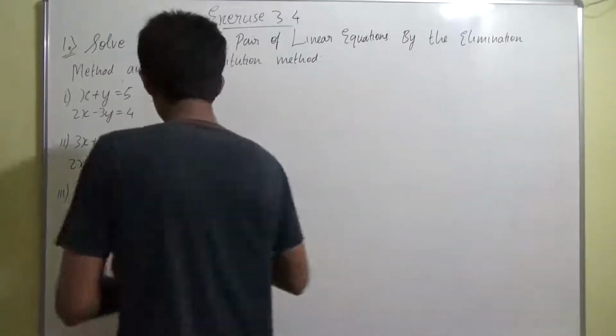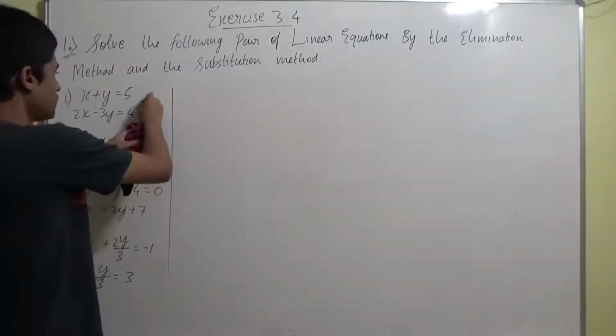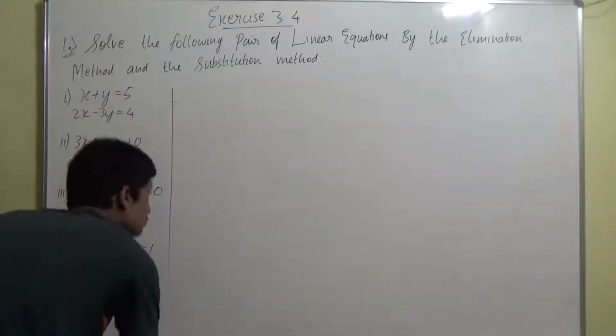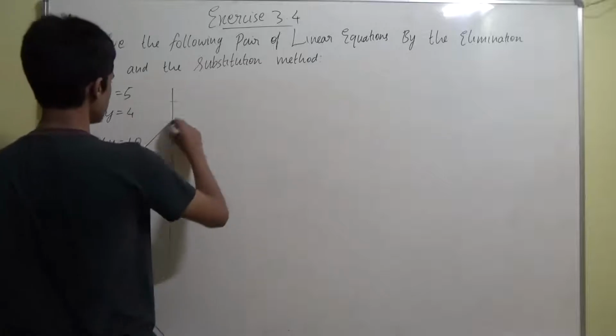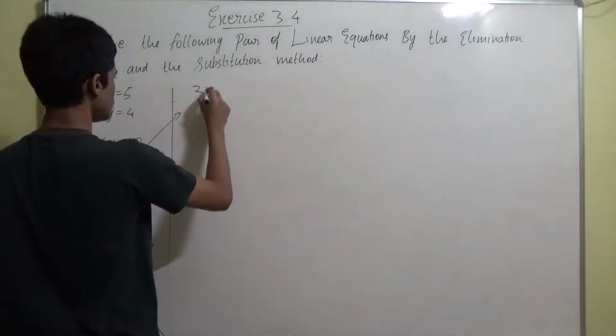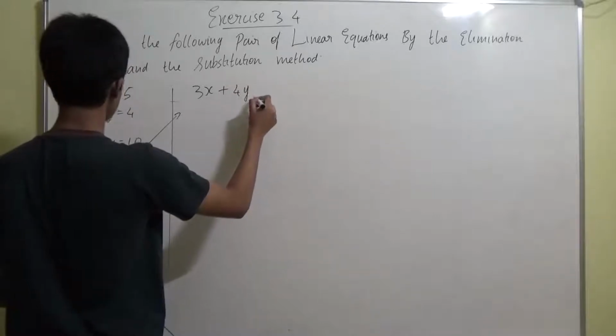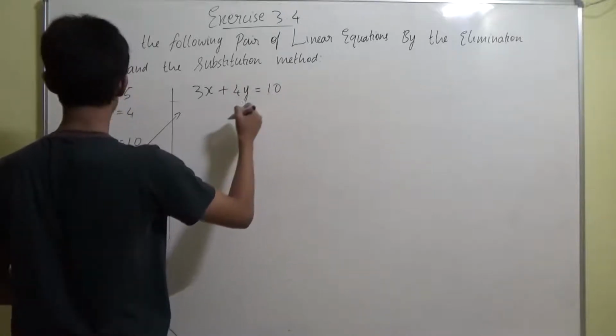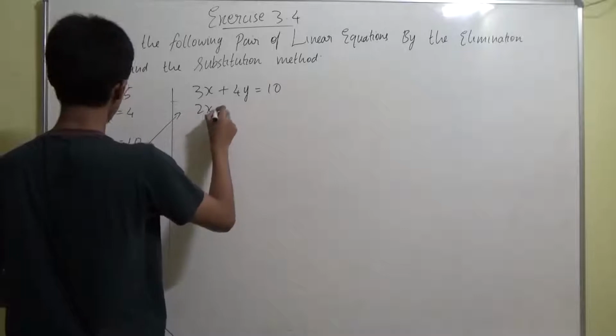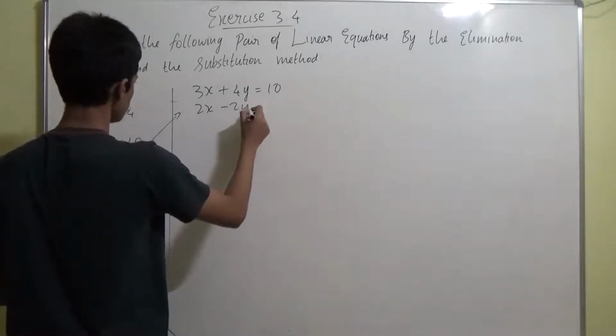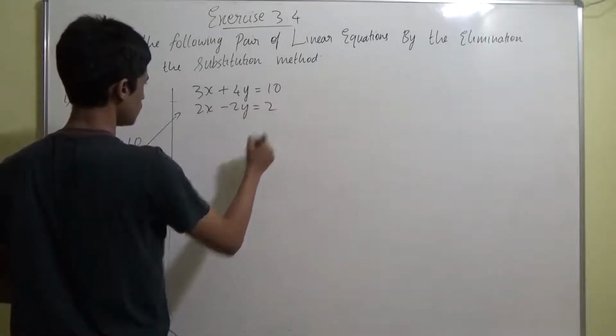Done. So this one is over. So now let's go to the second sub question. I'll write the second sub question here, guys. 3x plus 4y equal to 10 and 2x minus 2y equal to 2.